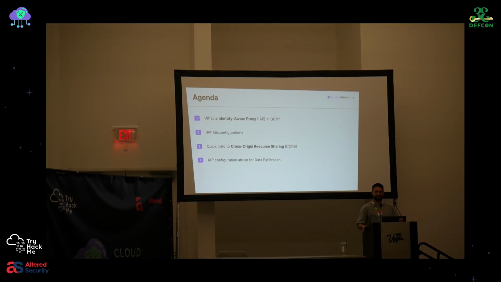So the agenda for today. I'll start by explaining what Identity Aware Proxy is and how it works behind the scenes. I'll show you two IAP misconfigurations that we saw in the wild too many times. I'll do a quick introduction to what cross-origin resource sharing is and how it is related to IAP. And the last part will be an IAP configuration that, if enabled, allows attackers to exfiltrate secrets from sensitive environments.